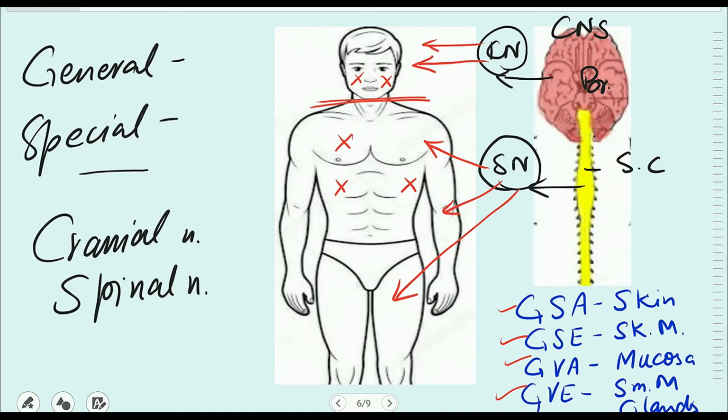We have smooth muscle and glands also in the head and neck area. So in this way, we can say that these four components are present throughout the body and these will be labeled as the general functions.